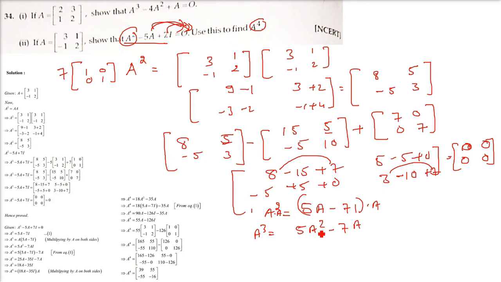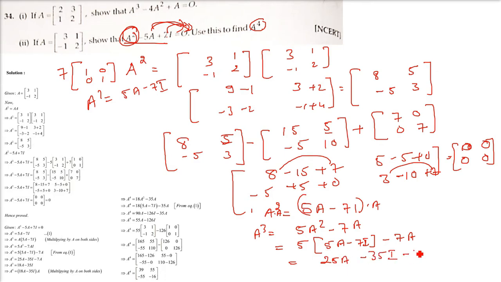This is a cube. So on the right hand side, a square is there, and a square we already know. A square is 5a minus 7i. So we will replace this a square with 5a minus 7i. Right? 5a minus 7i minus 7 into a. So this will be 25a minus 35i minus 7a. So 25 minus 7a, what it will be?